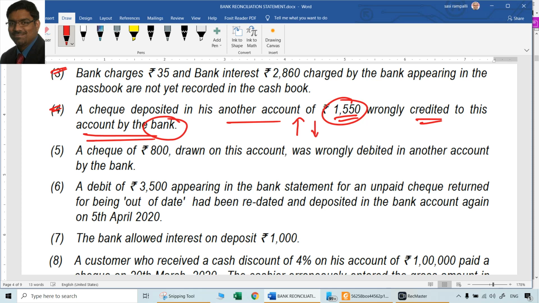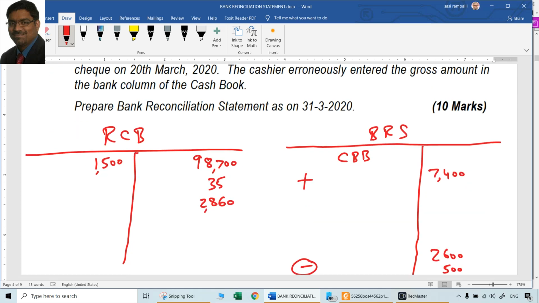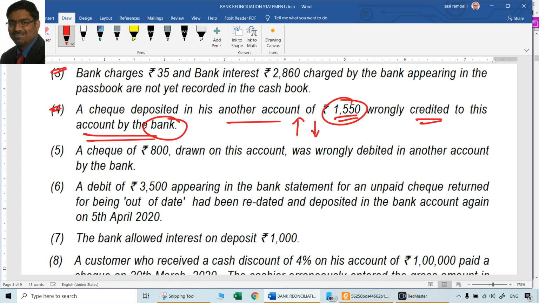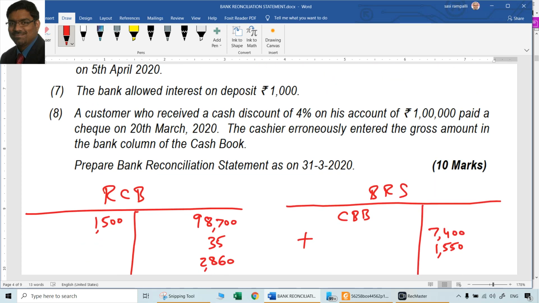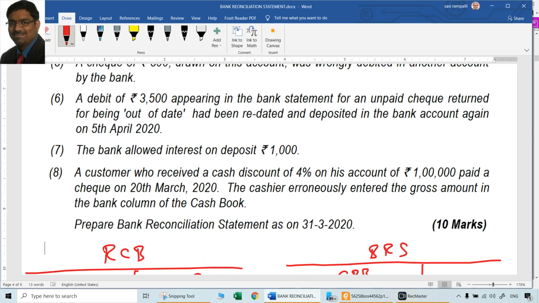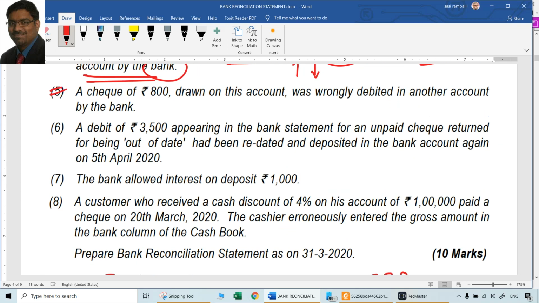Passbook balance is already higher, which means automatically cash book balance is lower. So what we have to do? Add 1550. It's a mistake. That bank has to rectify later, but till that time it will stay in the bank reconciliation statement. So passbook balance for this account is unnecessarily higher because of the wrong credit done by the bank. Because of the passbook balance being higher, cash book balance is lower because our starting point is cash book balance. We have to always think from that point of view. Since cash book balance is lower because of this, we have to add it. That's what we did. Then point number 5.